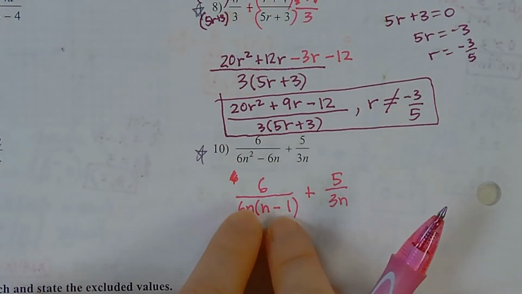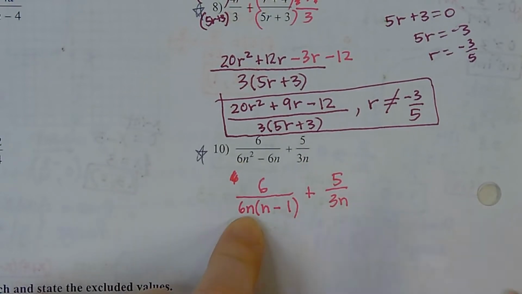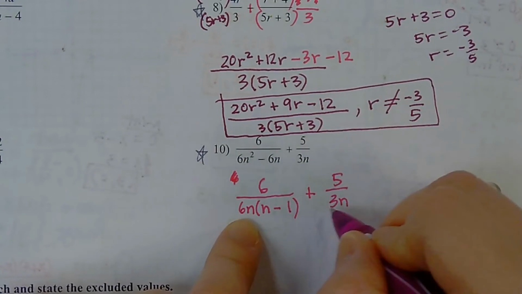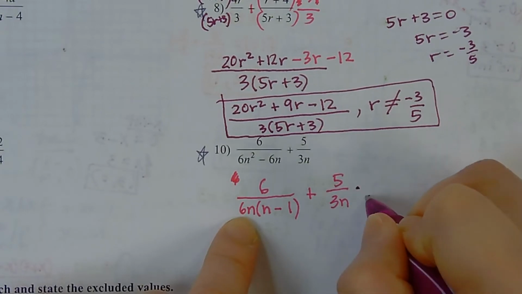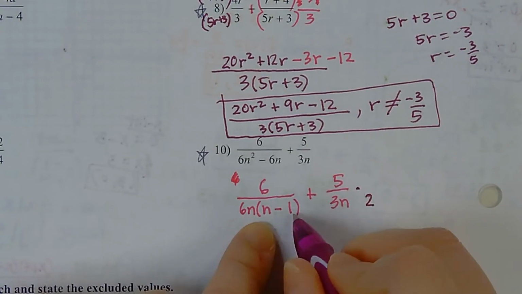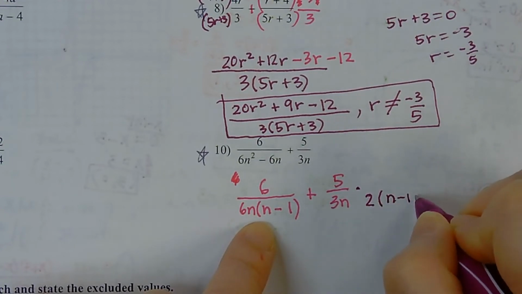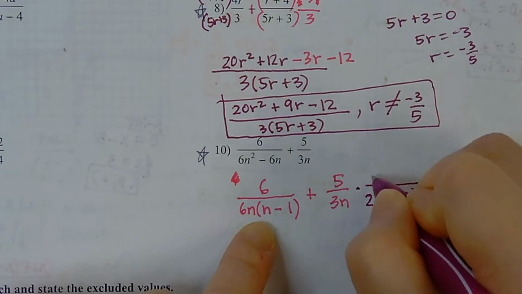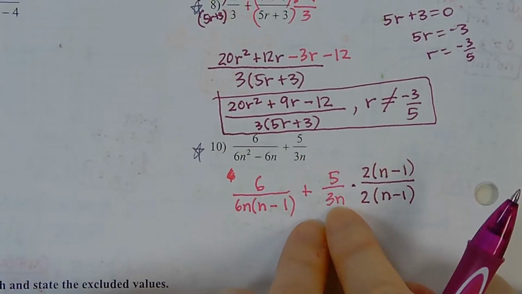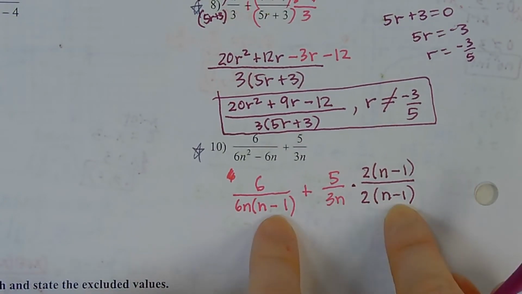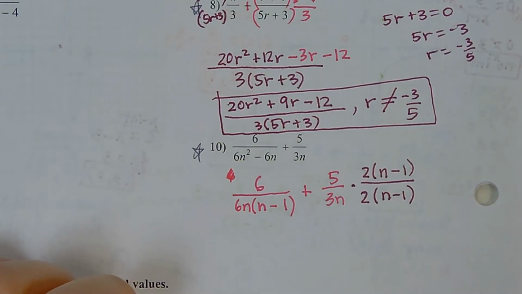Well, it looks like this is the GCF right here. How do we get this 3n to look like this? Well, 3n times 2 would give us that 6n, right? So I have to multiply it by a 2. But then we also need this n minus 1, right? So times n minus 1. So that's what I'm going to multiply it by. So 2 times 3n, that would be 6n. And then we get this n minus 1 right here. See what I'm saying? So let's simplify that.